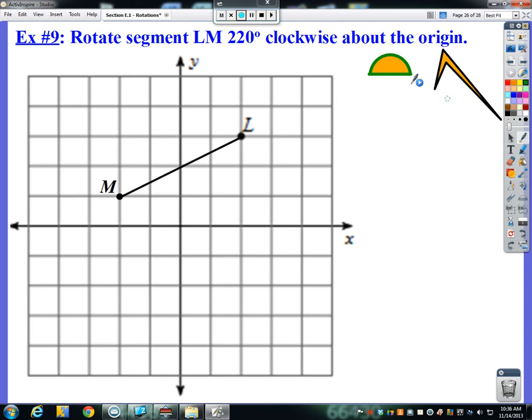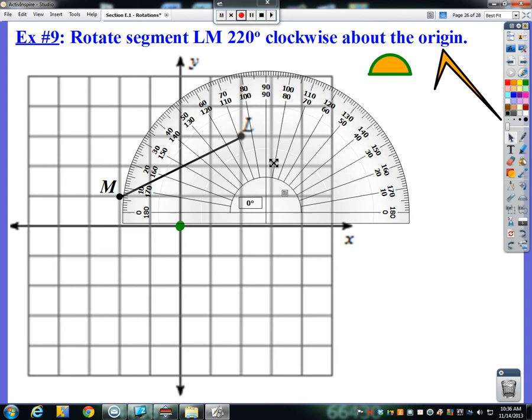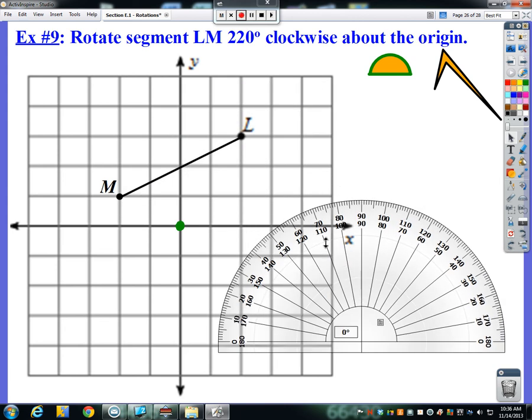Okay? Now, since we're doing about the origin, you might ask, well, can we use our rules? But we didn't have any rules for 220 degrees. So we're just going to have to do this one by hand. Okay, so about the origin, there's the origin. There's where we're going to be rotating things around here. And first we're going to need our protractor. And we're going to need to measure 220 degrees clockwise.